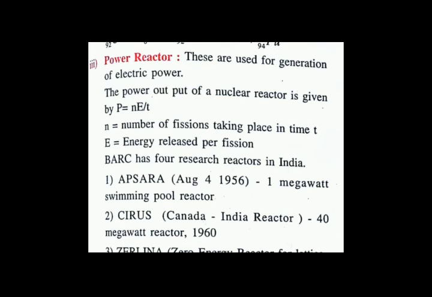Suppose small n is the number of fissions per time. Then what you get is the total energy. So the number of fissions n into the energy given by each fission gives the total energy, and by total time t it gives power. These types of reactors we have in India, those are given below.